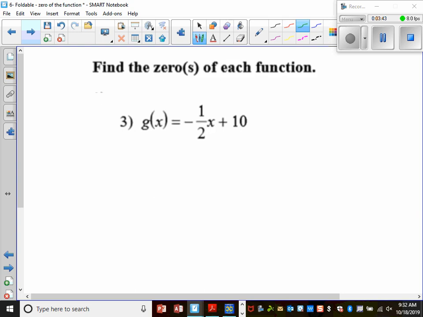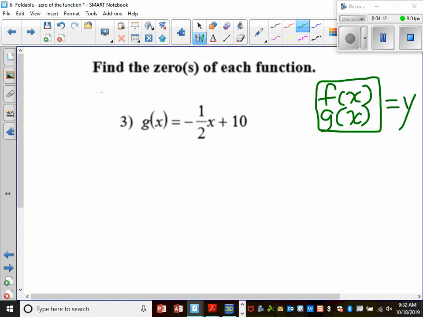All right, next one. So what happens if these are your directions? Find the zero of a function, and you're given it as an equation. So let's recall what we already know about function notation. Remember we went over function notation and we had like f of x, and it can be g of x, it can be anything of x. So what is another name for all of these? Very good, y.